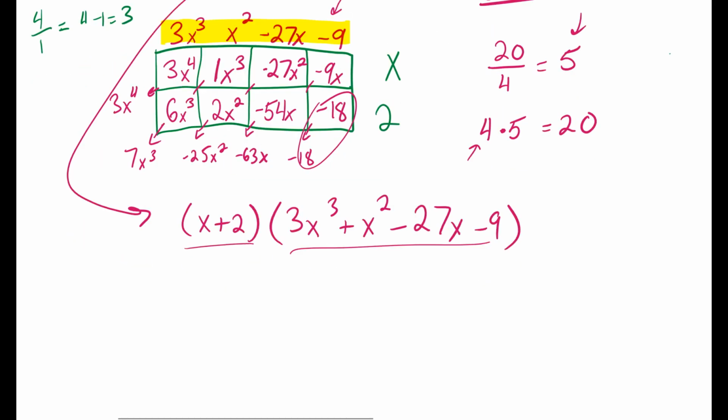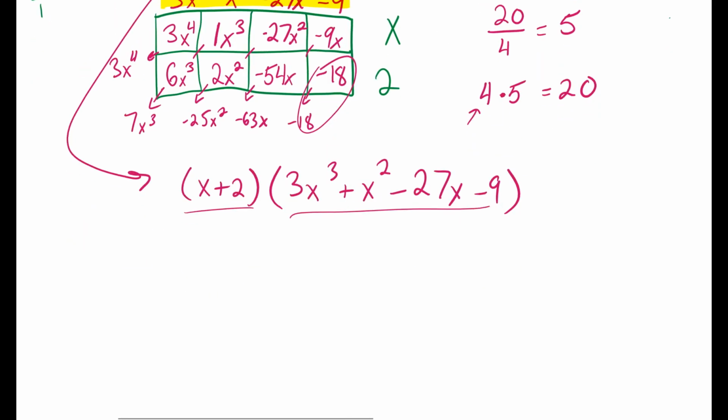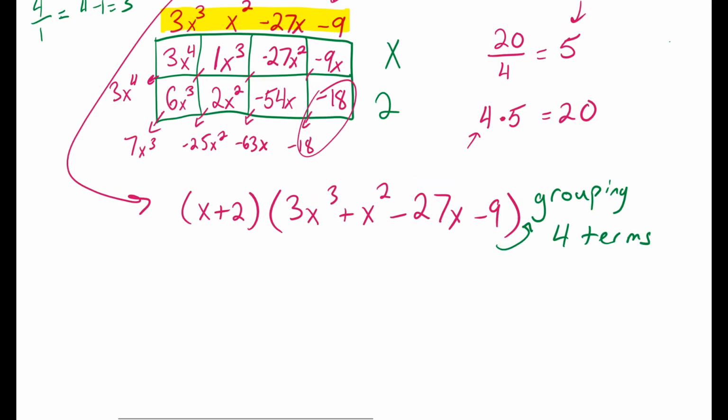So the x plus 2, that binomial in the front, there's nothing I could do there. But remember, every time we have 4 terms, if it is factorable, it's always going to be a factor by grouping problem because there are 4 terms. So let's take a look at this here. If I group those first 2 terms, it looks like I could just pull out an x squared from them to be left with 3x plus 1.